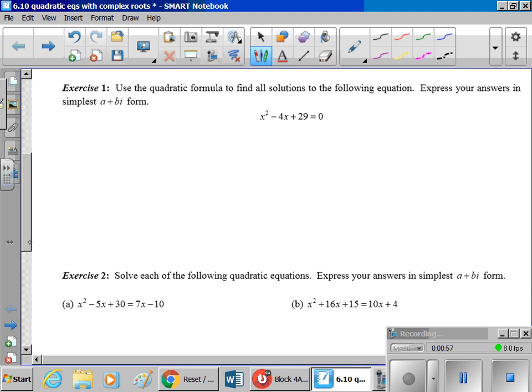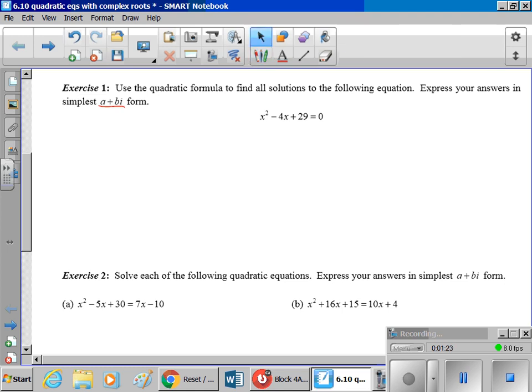Use the quadratic formula to find all the solutions to the following equation. Express your answers in simplest a plus bi form. Make sure it's simplified. You can't just have any a plus bi form. And the fact that they're telling you that we have to represent the answer in complex form gives you the hint that we do need to use the quadratic formula.